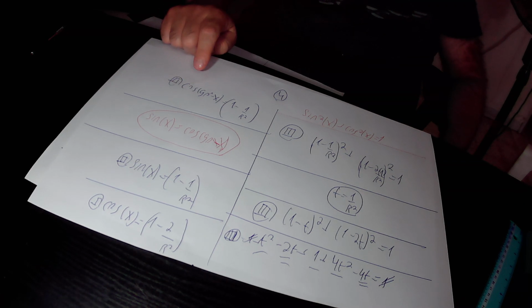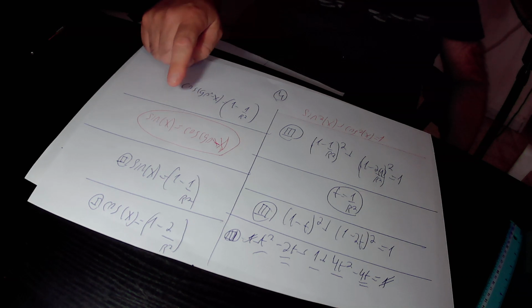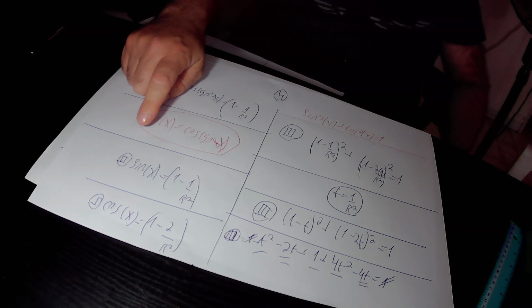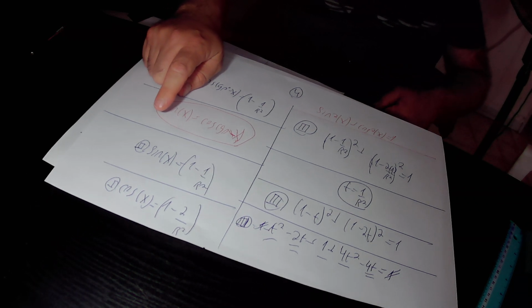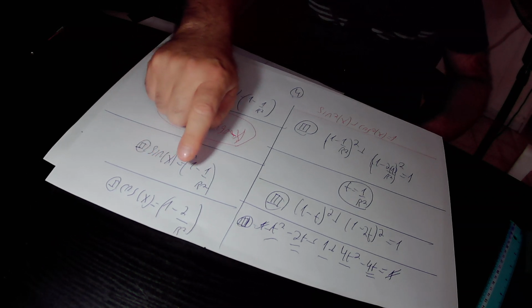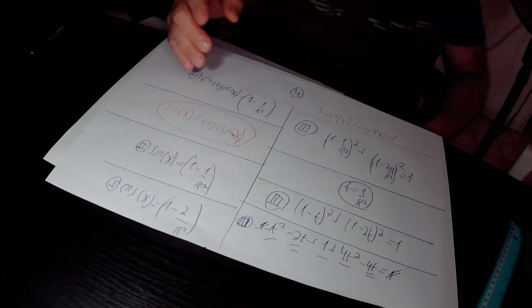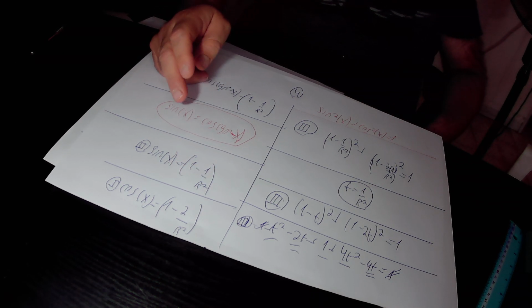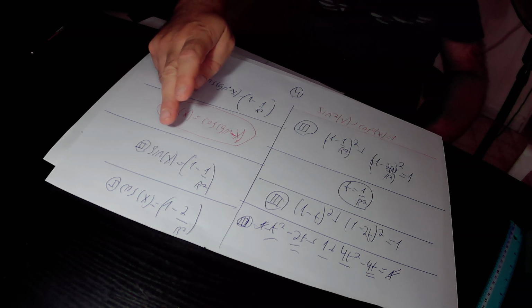We did it and found out, okay? Again, cosine of 90 degrees minus x is sine x, and it equals 1 minus 1 over r squared. This is according to equation 2. Well, according to equation 1, we already found out that cosine x equals 1 minus 2 over r squared. So we have here the values of sine x and cosine x in terms of r.